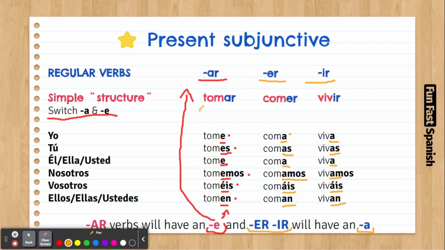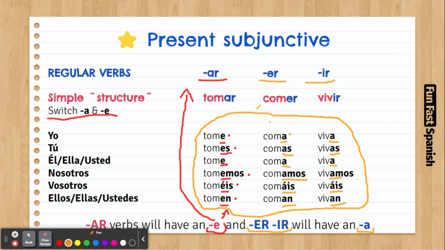To get these conjugations, we are using the present conjugation. Yo tomo, tú tomas, él toma, nosotros tomamos. Yo como, tú comes, él come. Yo vivo, tú vives, él vive. So we are using the present conjugation. That's why it's called present subjunctive. And the only thing we do is that this present tense will have the switch that we have here. So that will be it. This is for regular verbs.